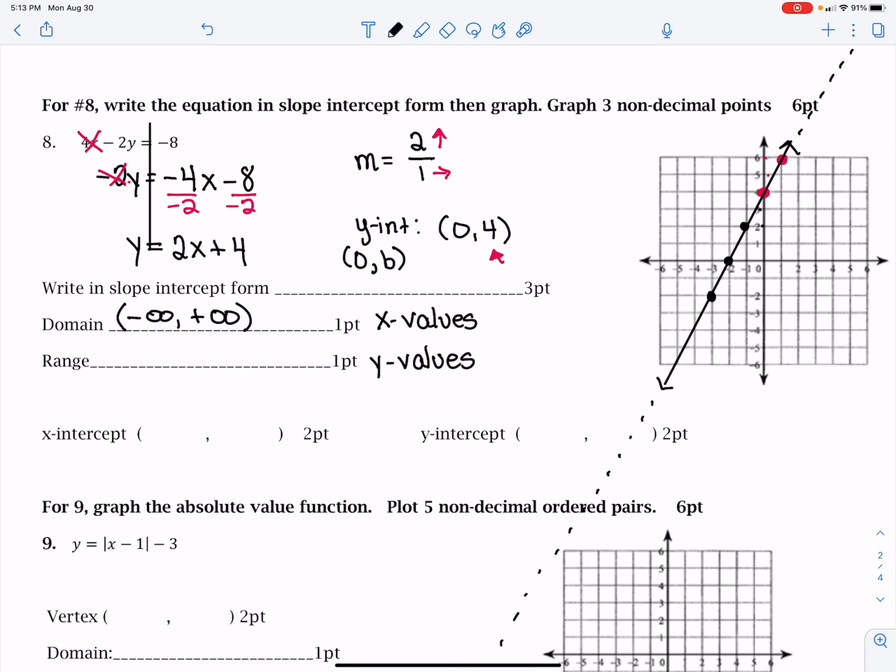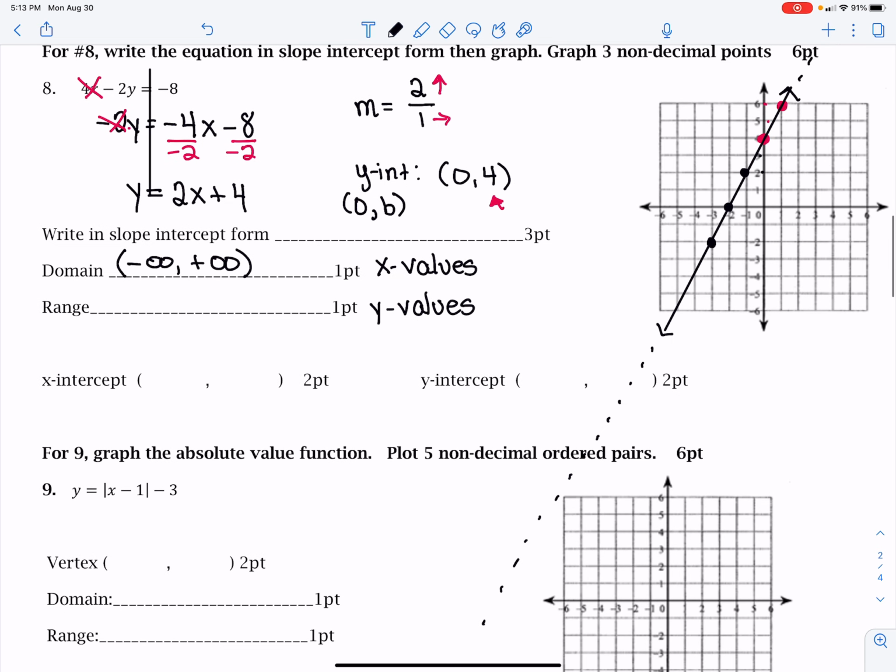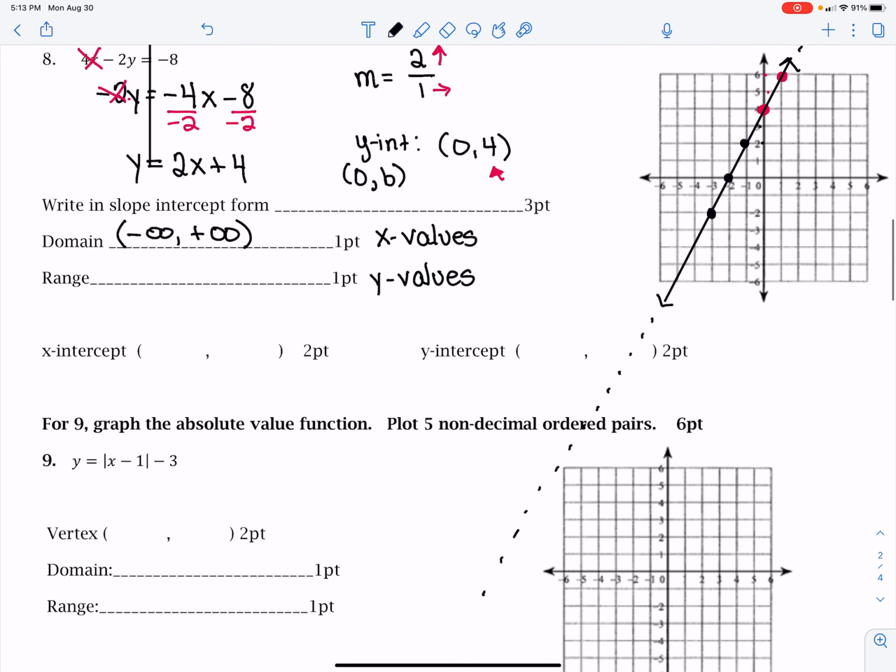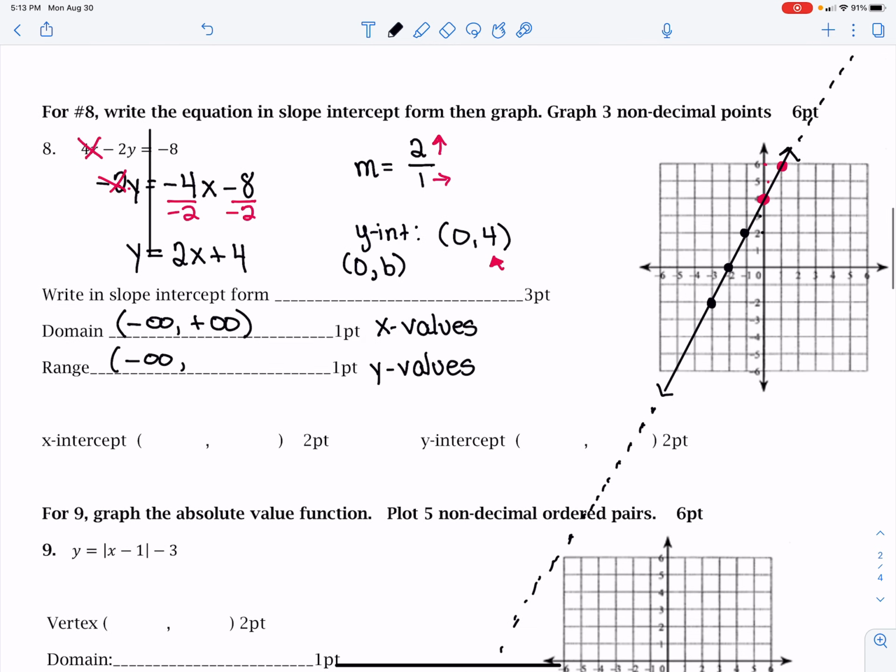Okay. Now for the range we always start at the bottom and look up. So how far down on the y-axis did this graph go? Well, it went down forever and ever. The smallest number is negative infinity. On the right side, it was increasing. So how high does it increase? To positive infinity. Oops, that looks like an F there. Positive infinity. Okay.